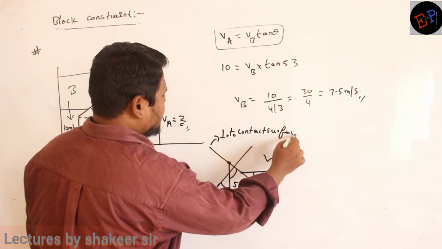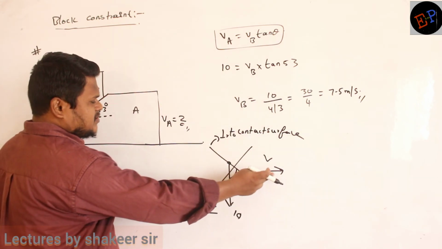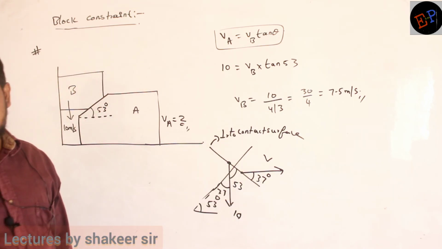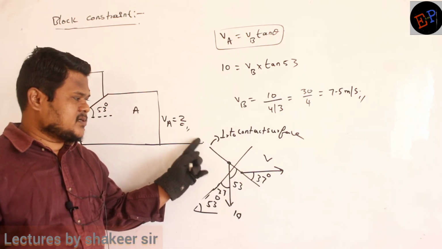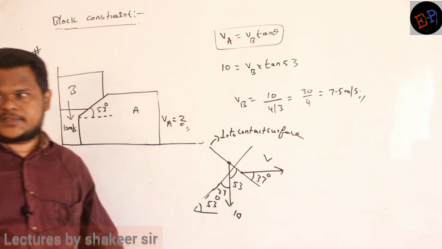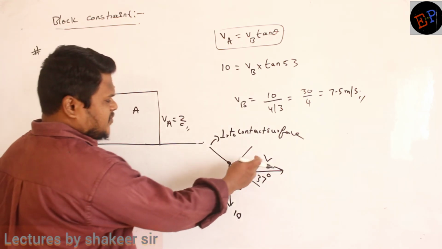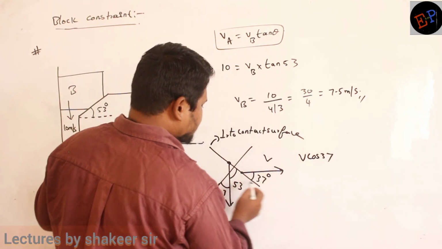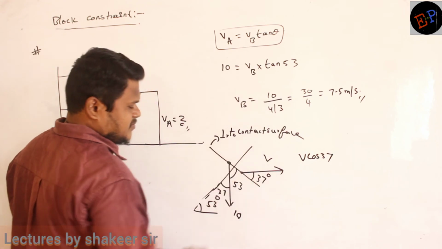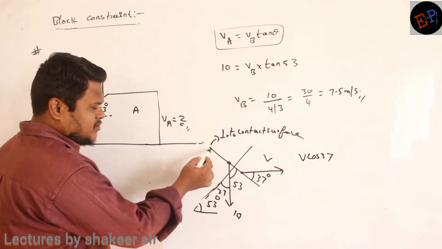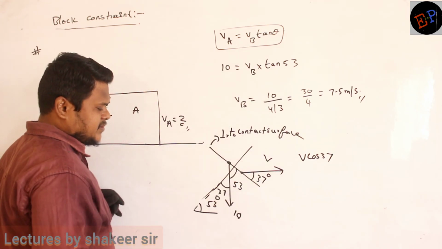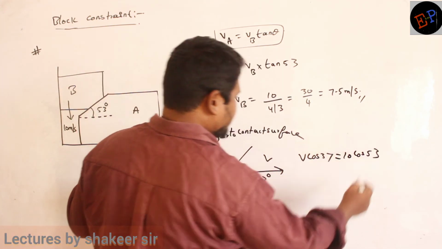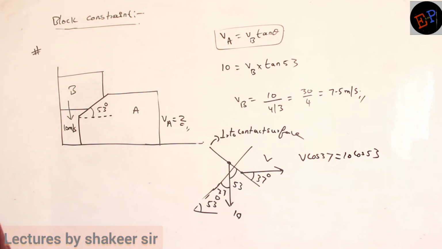Clear, no? So therefore, you are supposed to split this velocity and this velocity on this line. I want velocity on which line? I want velocities on perpendicular to contact surface. Clear, no? So therefore, if I split this one into two components, I will get V cos 37, because this is the adjacent side, no? V cos 37. Similarly, if you split this one into two components on this line, angle is 53. So this should be equal to 10 cos 53. That's what I get. Clear, no?